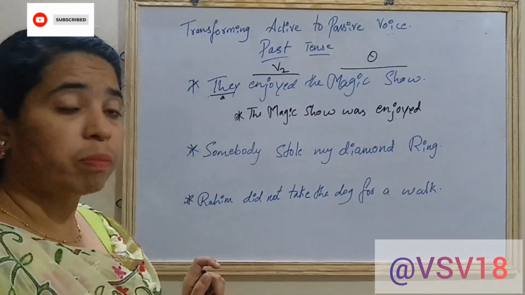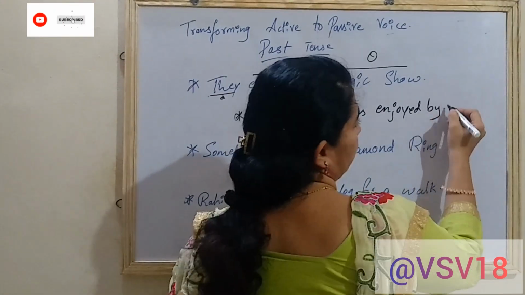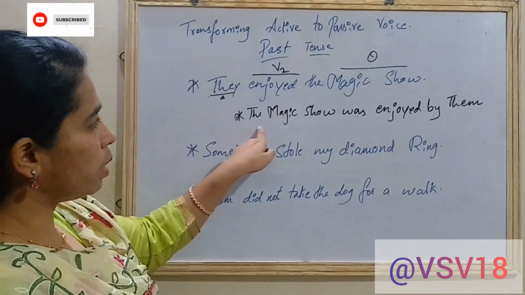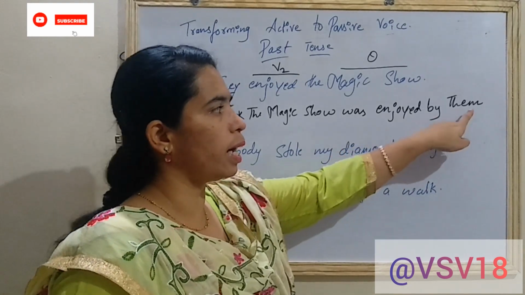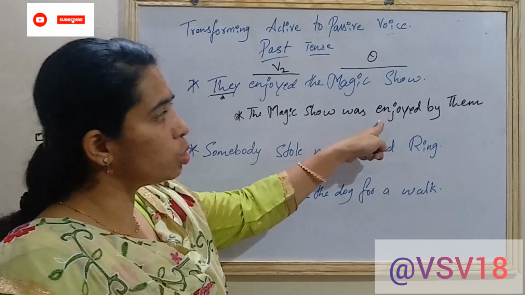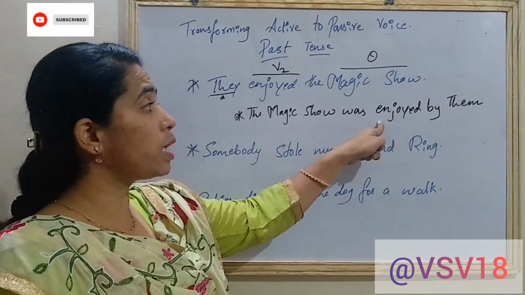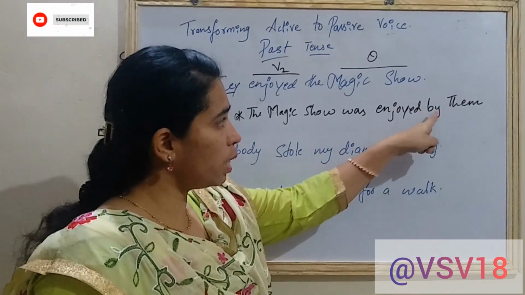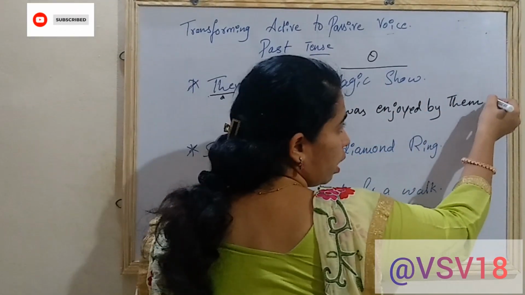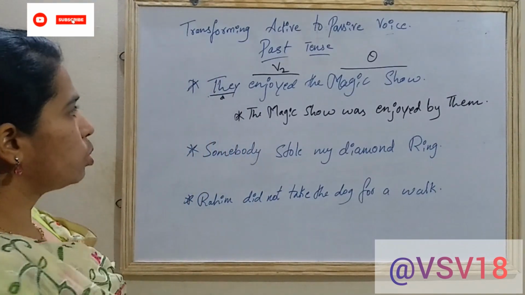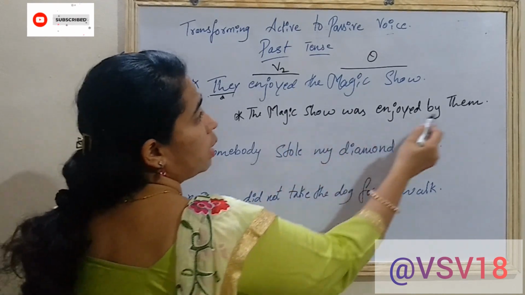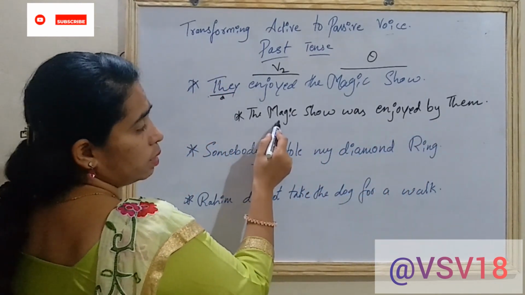Agent by, and our subject they will become them. The magic show was enjoyed by them. So was shows the past tense and enjoyed shows the V3 form, participle form. Agent by, and they becomes them in passive voice as it is acting as an object.